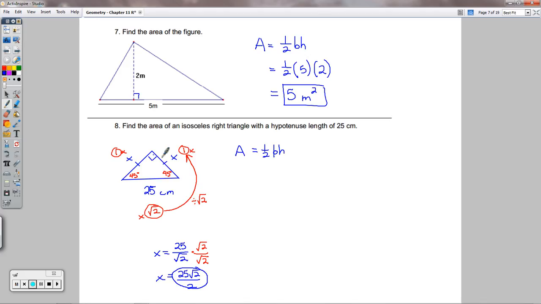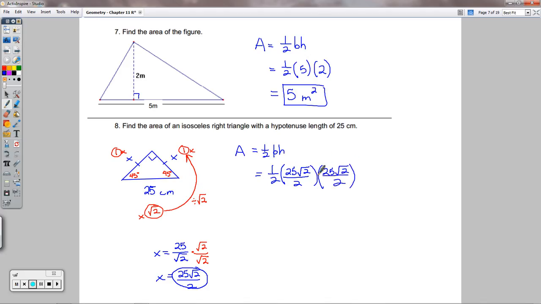That is your height and base. The base could be this part, the height would be that part. Or if you said the base was this part, the height would be this part instead. So you've got 1/2 of 25 times the square root of 2 over 2 times itself, 25 times the square root of 2 over 2.